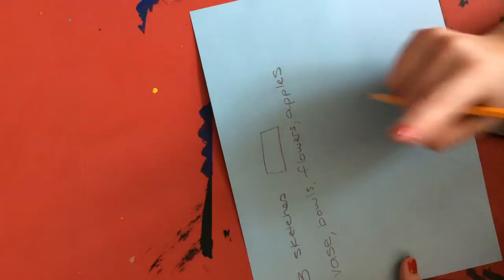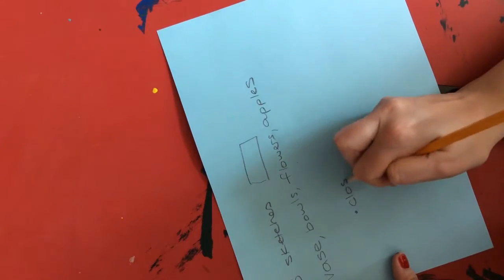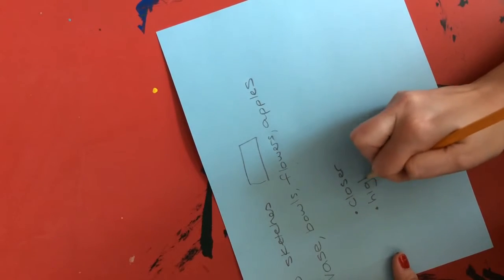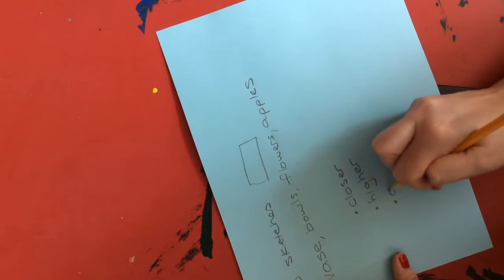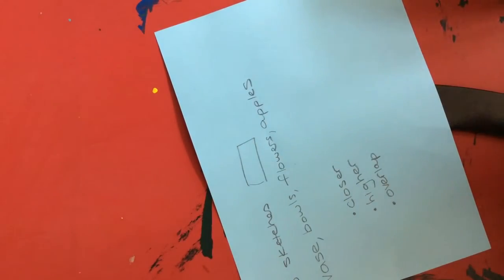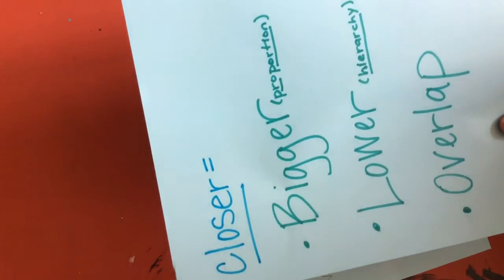To make it look the very best: closer, higher, overlap. The very best has those things. Closer, higher, overlap. That's your goal by the end of today. Show me some sketches.